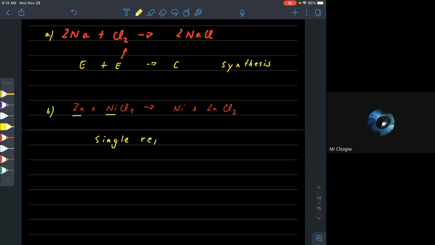I'll balance it in a second here. Yeah, it looks like it's already balanced. So, right, balanced. Single replacement because the zinc is replacing the nickel. They're trading places.